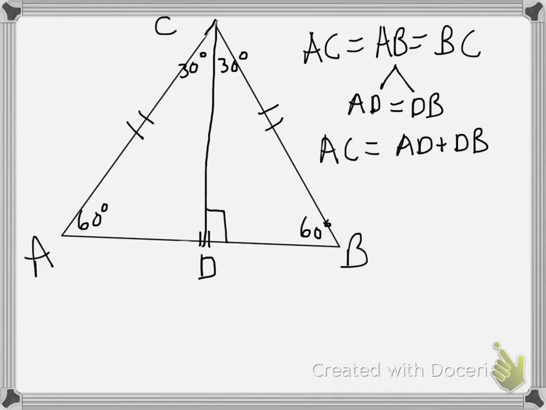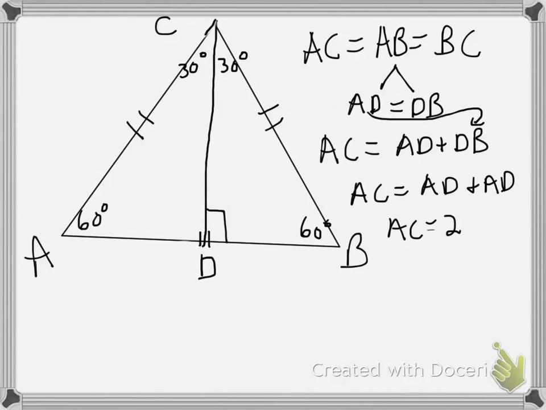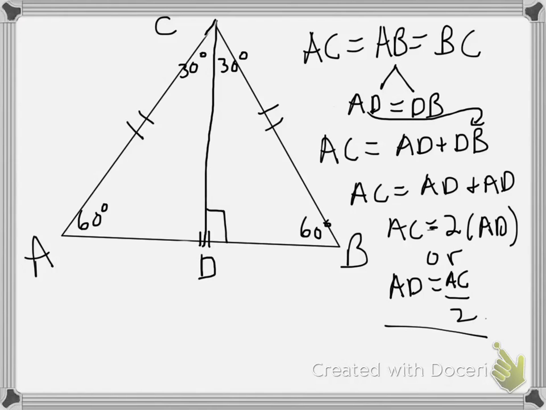And if they're the same, then we know, it says, how do AC and AD compare? Well, let's just substitute in for DB. Let's put this in here, and we'll get AD plus AD. So AC equals 2 ADs. So AC is double the length of AD, or AD equals AC divided by 2. And this makes sense. Okay, so this is kind of what they're asking here.